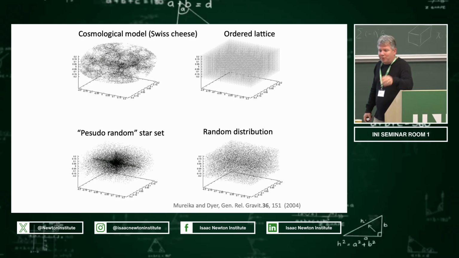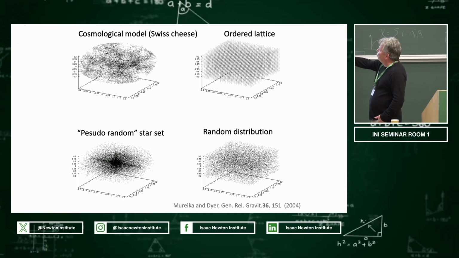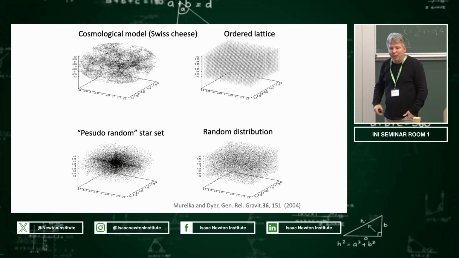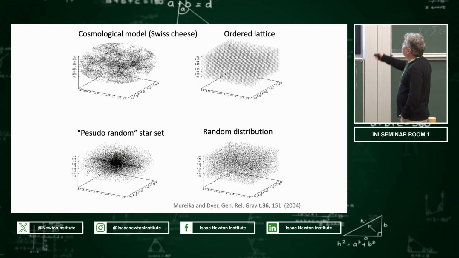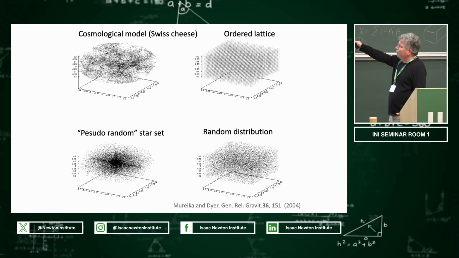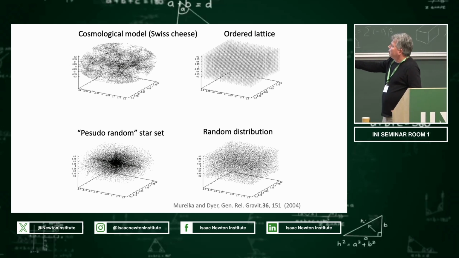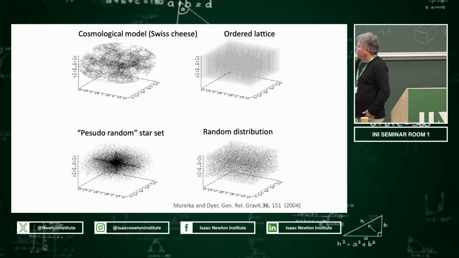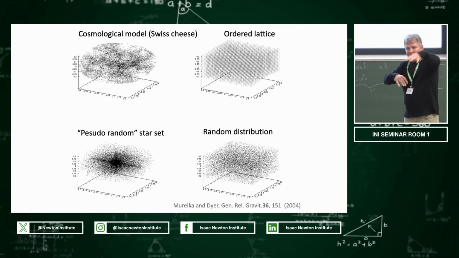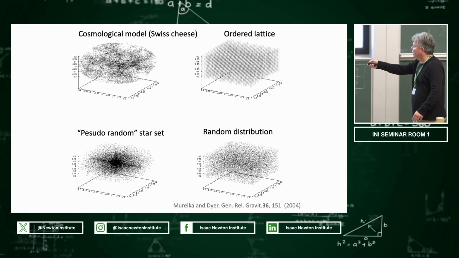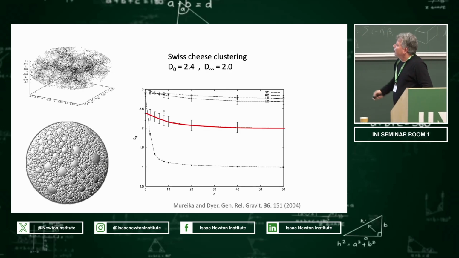And just to give you a sense of how this works, here are four different point sets that we can analyze. This was, again, from my thesis. This is a cosmological model called the Swiss cheese model. This is an ordered lattice, a square lattice of points. A random distribution of points, and what I call a pseudo-random star set. It's kind of like a fuzzy axis. You can see it's got a linear shape to it.